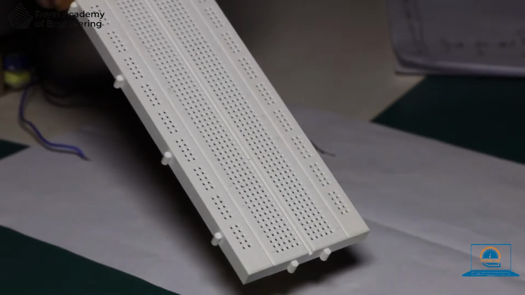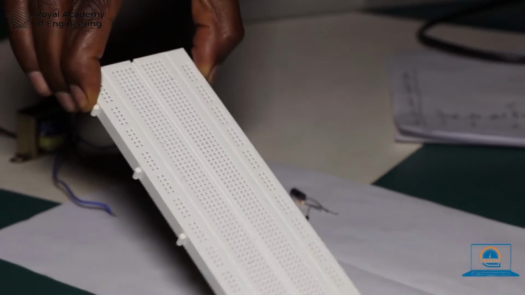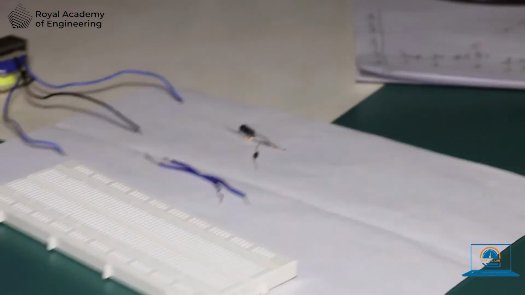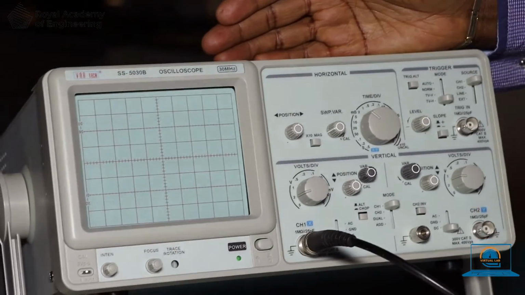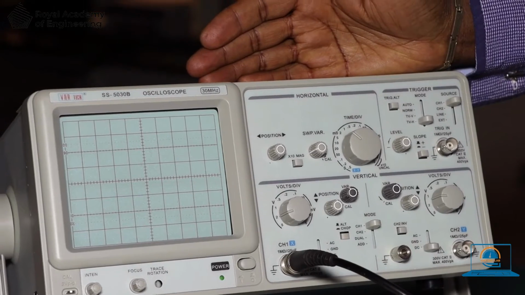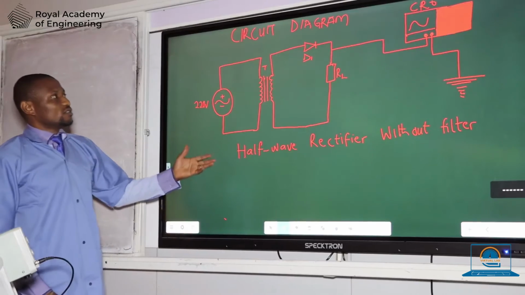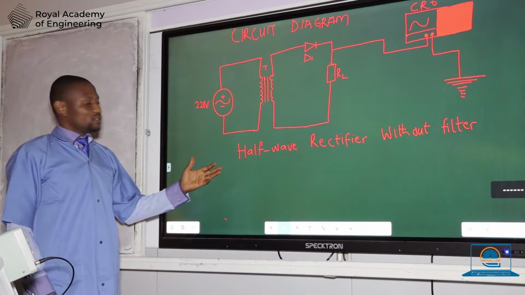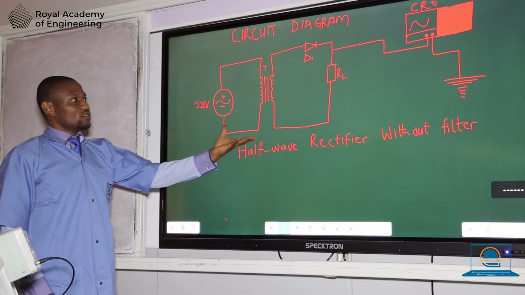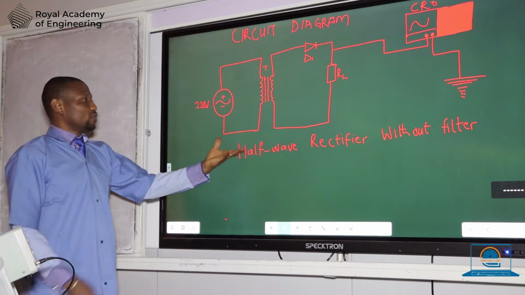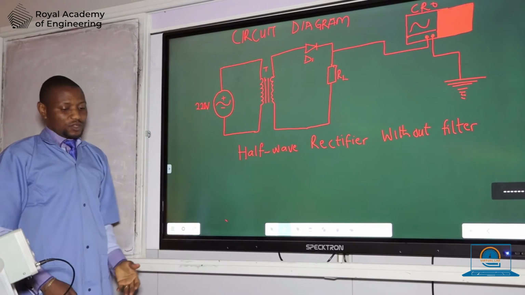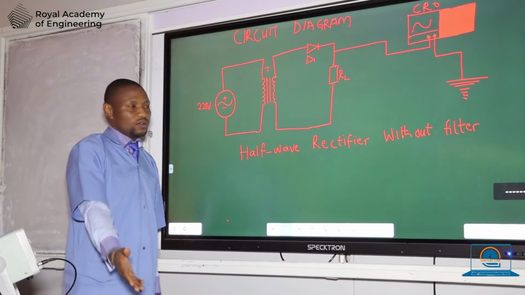A breadboard is also required in this experiment, and also an oscilloscope to view the waveform that we shall be seeing in this experiment. Step 1 of the experiment is to make connections on our breadboard as seen on the board. So let's make our connection on the breadboard.